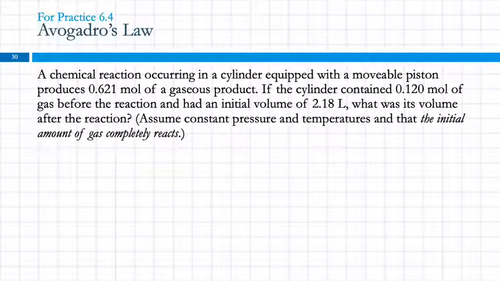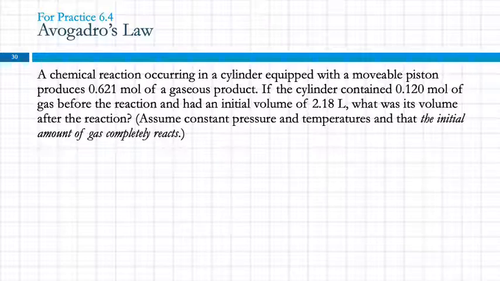Avogadro's law. Problem. A chemical reaction occurring in a cylinder equipped with a movable piston produces 0.621 moles of a gaseous product. If the cylinder contained 0.10 moles of gas before the reaction and had an initial volume of 2.18 liters, what was its volume after the reaction? Assume constant pressure and temperature and that the initial amount of gas completely reacts.